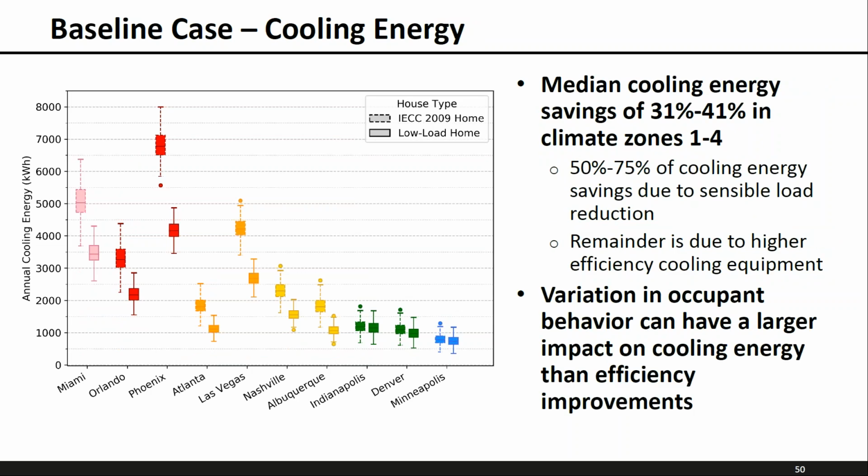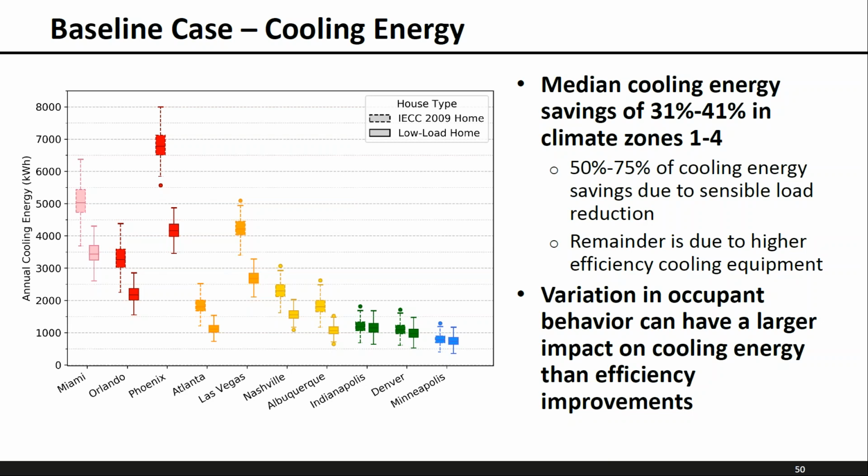So moving on to cooling energy. The cooling energy is determined by looking at the energy use of the outdoor unit as well as the indoor blower, which accounts for the additional energy consumed during the blower off delay period. And so this plot summarizes the energy savings of the low load home. The median cooling energy savings was 31 to 41% for homes in climate zones 1 through 4. And about half to 3/4 of that savings was due to sensible load reduction, and the remainder was due to the fact that the low load home had higher efficiency equipment.